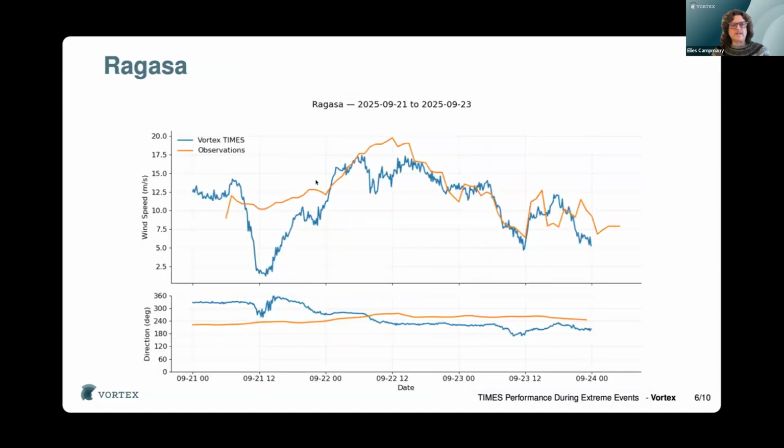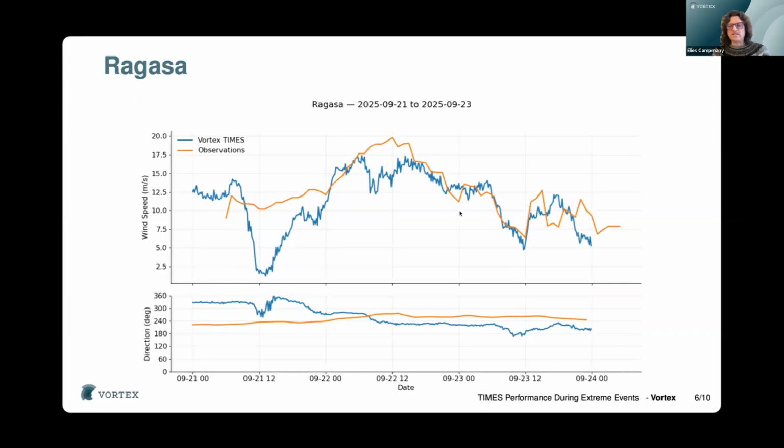So for Ragasa, here you have two plots. The upper plot is the wind speed. The lower plot is the direction. In orange, you can see the observations. As I said, these are hourly observations. And in blue, you can see the wind speed for Vortex Times. You can see that it's 10-minute data, so it has more texture. And you can see that the agreement on the event is more or less high. You can see that Times is capturing this event well, even though, as I said before, it is far north of this location. The magnitude of the event is not that strong.